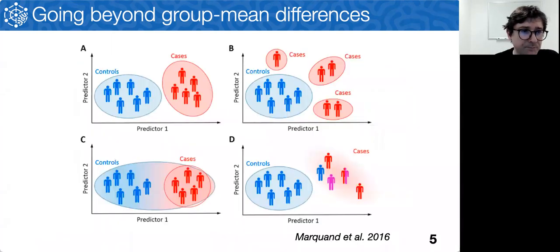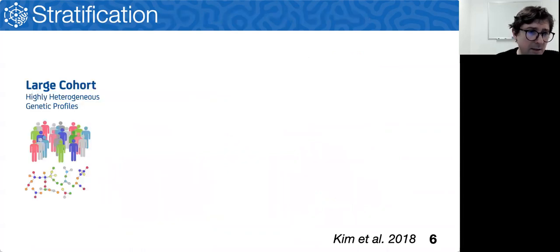And so going beyond this group mean difference requires different methods. I won't have the time to cover all of them, but you can think about, for instance, stratification in panel B, normative model in panel C, and of course, there are also mixed models in panel D.